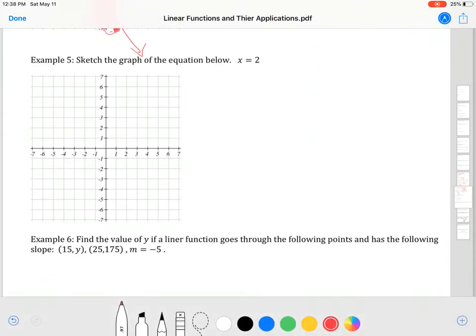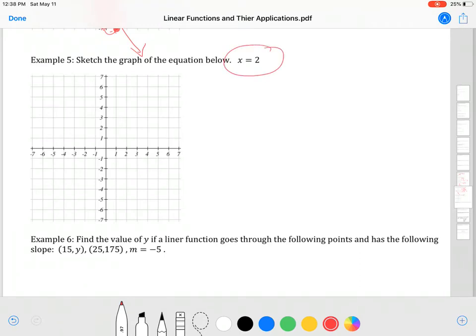Okay, example 5, it says sketch the graph of the equation x equals 2. This is one of my special cases. As soon as I see an equation that says x equals and just some number, or y equals and just some number, I know it's going to be either a horizontal or a vertical line, one of my special cases. And again, don't stress and try to memorize, because if you try to memorize it, you're only going to have a 50-50 chance of getting it right. So I don't want to make a guess and say, oh, I think this is vertical, or I think this is horizontal. Use your brain and think through it.